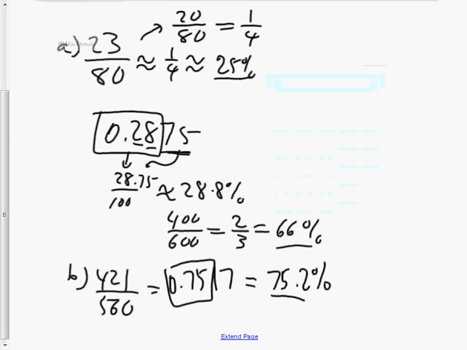Okay? And that's how you do it. You basically change the fraction to a close fraction that you know the value of as a percentage, and then you calculate the actual percentage using division of the numerator by the denominator.